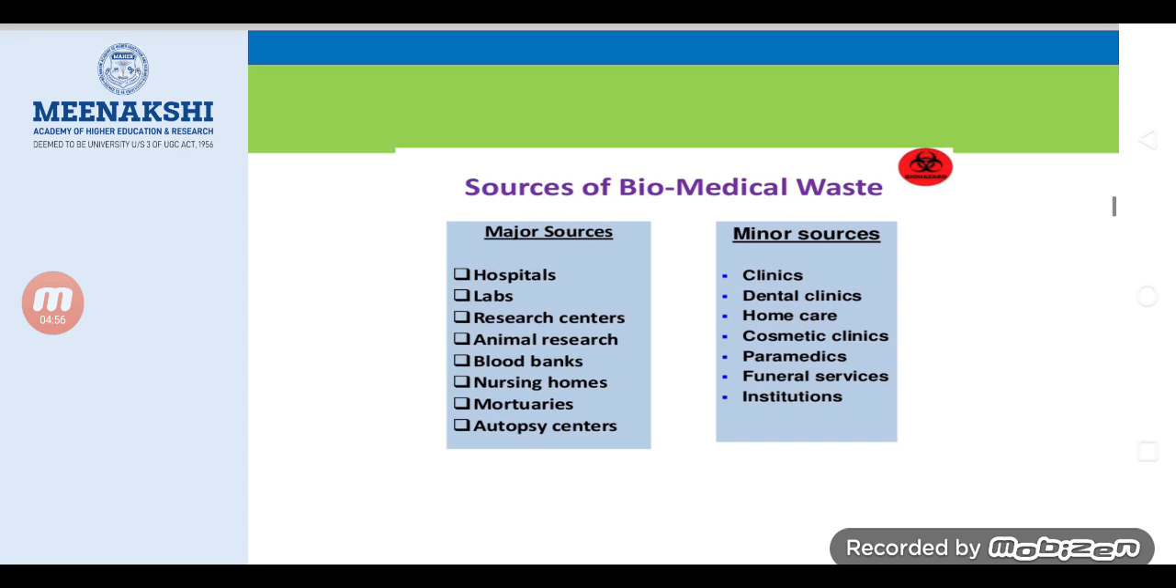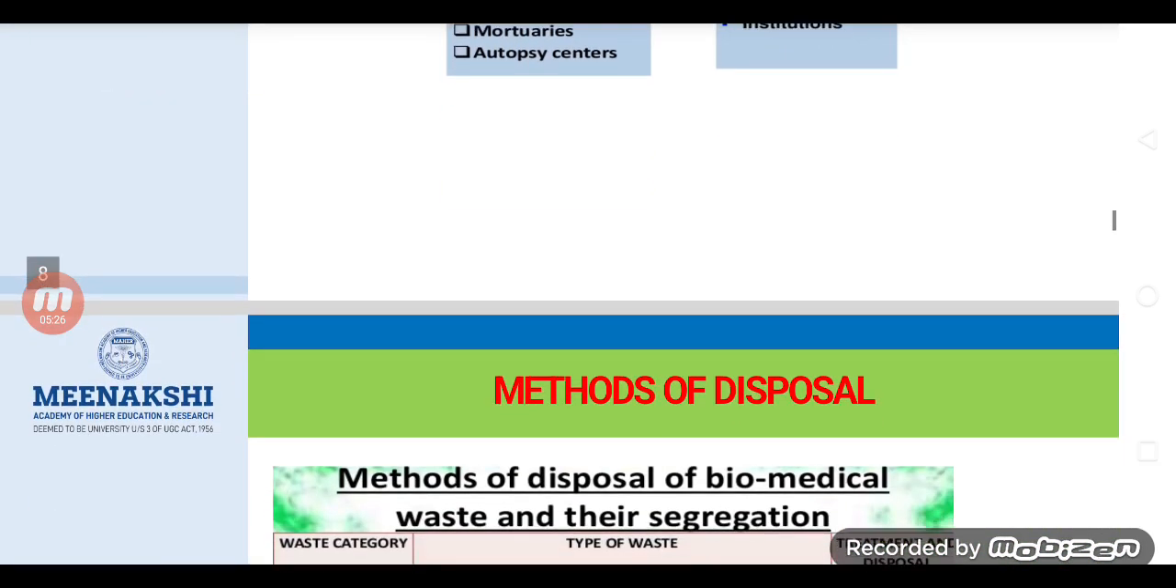Next, we'll see the sources of biomedical waste. It will be again categorized into major sources and minor sources. Major sources include hospitals, labs, research centers, animal research, blood banks, nursing homes, mortuaries, and autopsy centers. Whereas minor sources are clinics, home care, cosmetic clinics, paramedics, funeral services, and institutions.